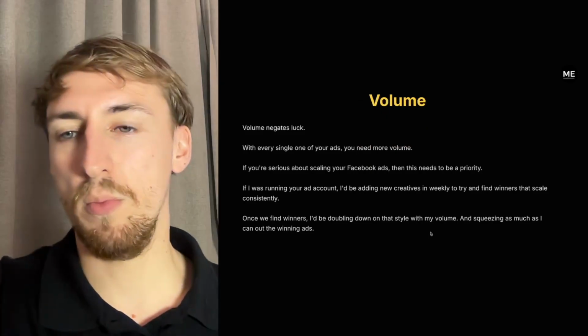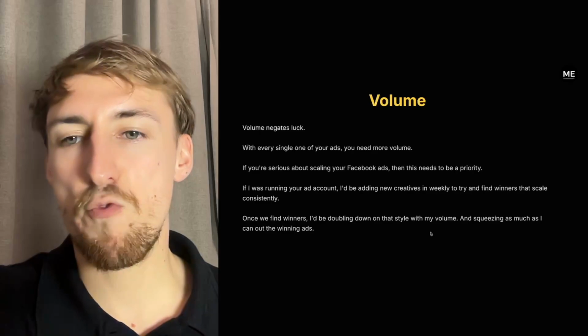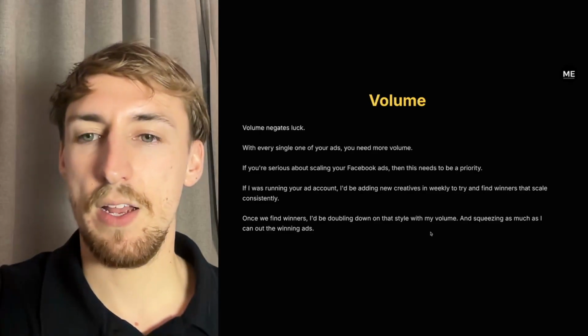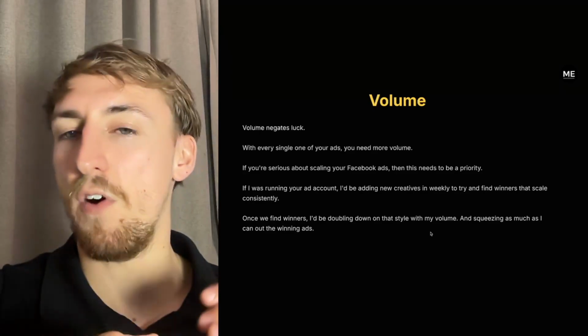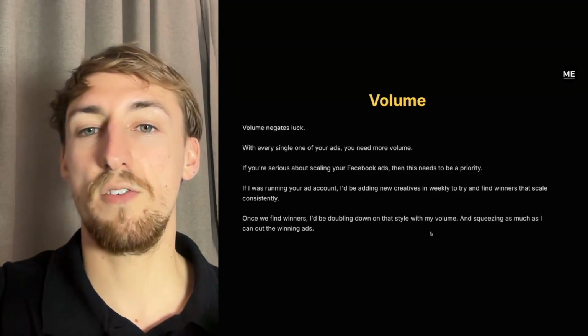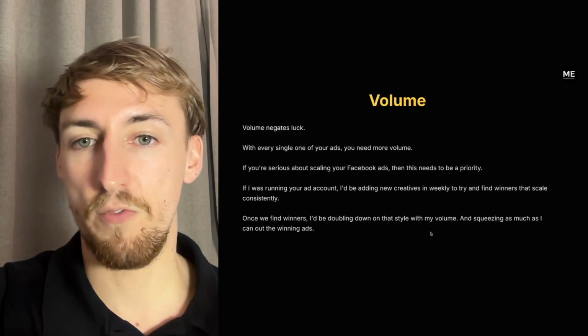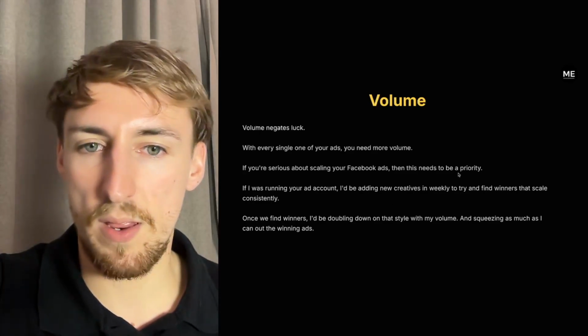Next is volume. So volume negates luck every single time. So with every single one of your ads, you need more volume. If you're looking to scale on Meta, you need volume of ad creatives, because you could test 5 ads a month, or you could test 25 ads a month, and you've got 5 times the chance of finding a winning ad, and that's just how it works. So if you're serious about scaling your ads, there needs to be a priority.